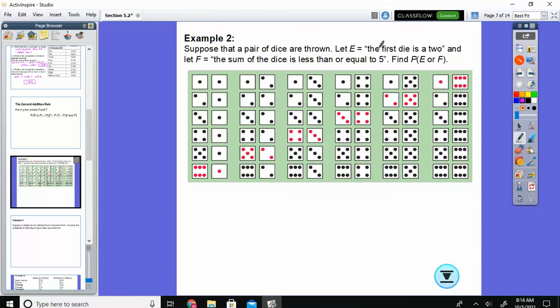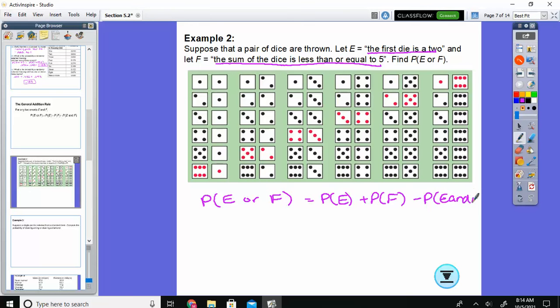Let's suppose E is the event that the first die is a 2. F is the event that the sum of the dice is less than or equal to 5. I want the probability of E or F. So from what we wrote down, that's the probability of E plus the probability of F minus the probability of both.